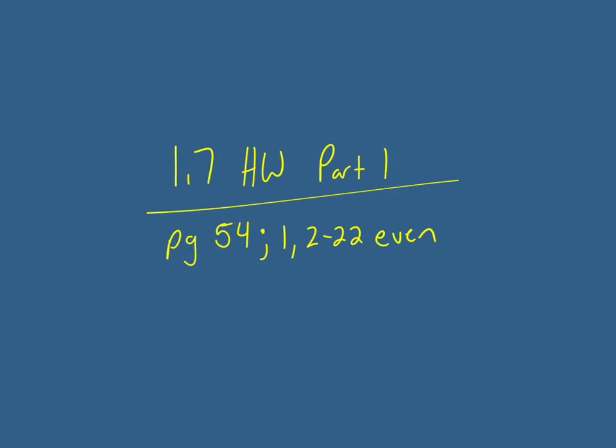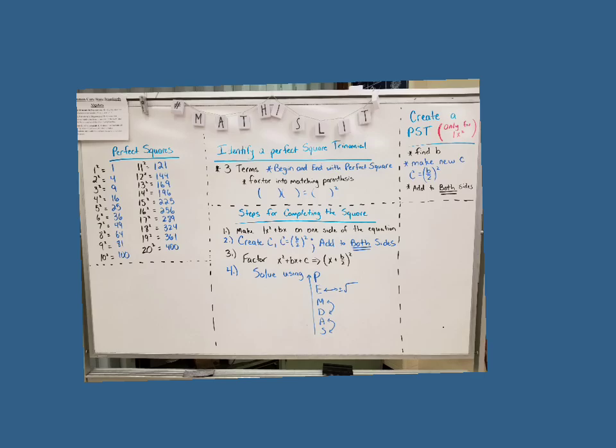So 1.7 homework part 1. The biggest thing that we're going to start with is this picture of the board. With part 1, we're going to focus on identifying a perfect square trinomial. Remember, it's got to have 3 terms on one side. Those 3 terms have to begin and end with a perfect square. Here's your list of perfect squares. And then we have to be able to factor into matching parentheses. That's important because our goal is to make it one set of parentheses squared, because then we're going to use PEMDAS backwards.